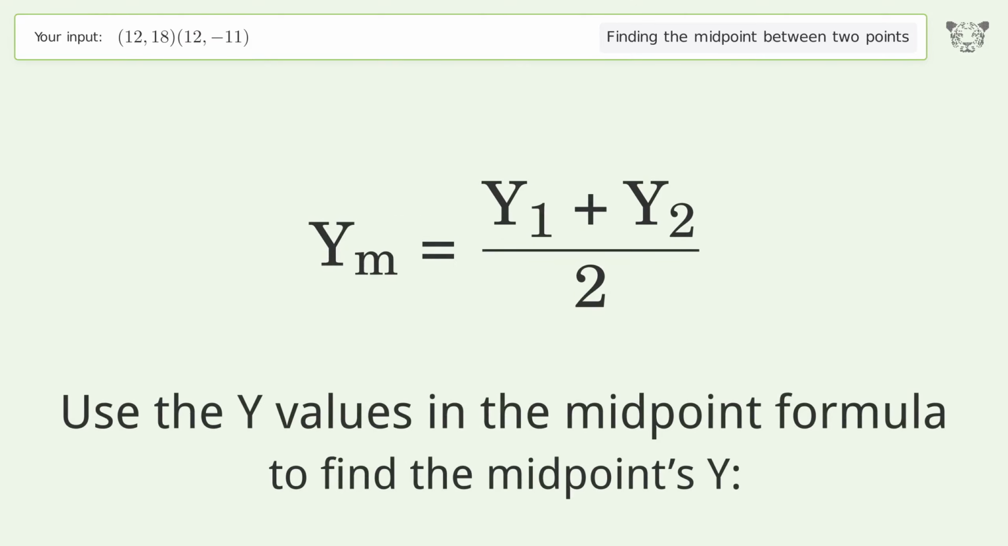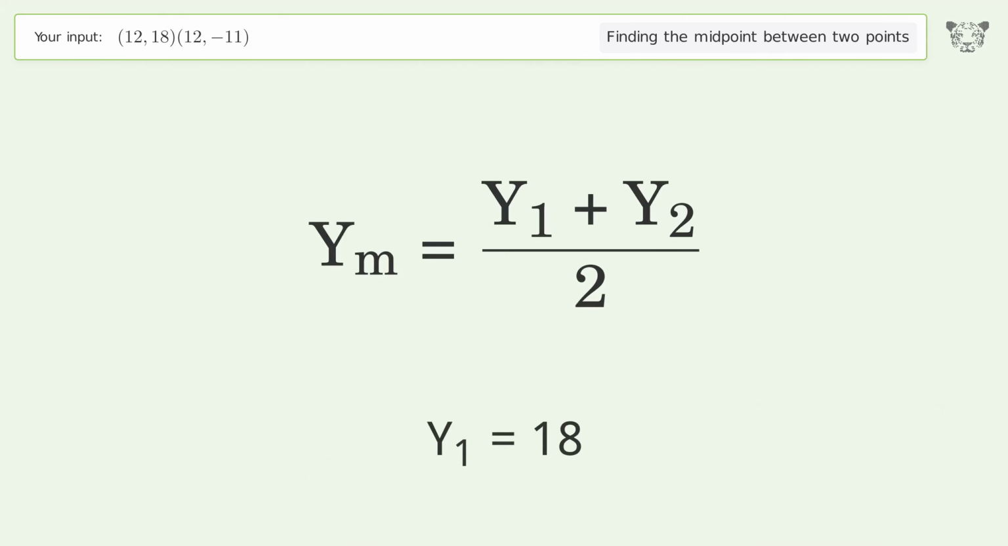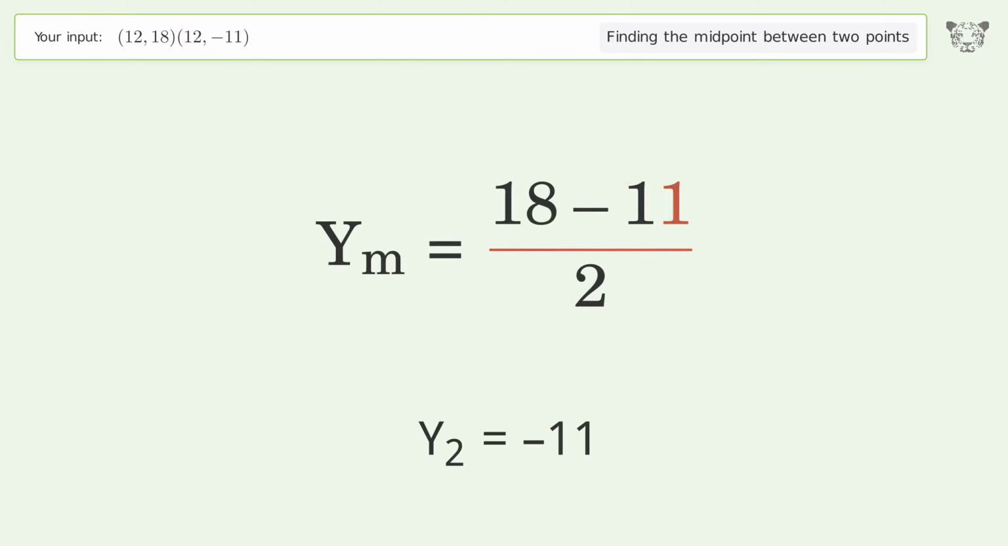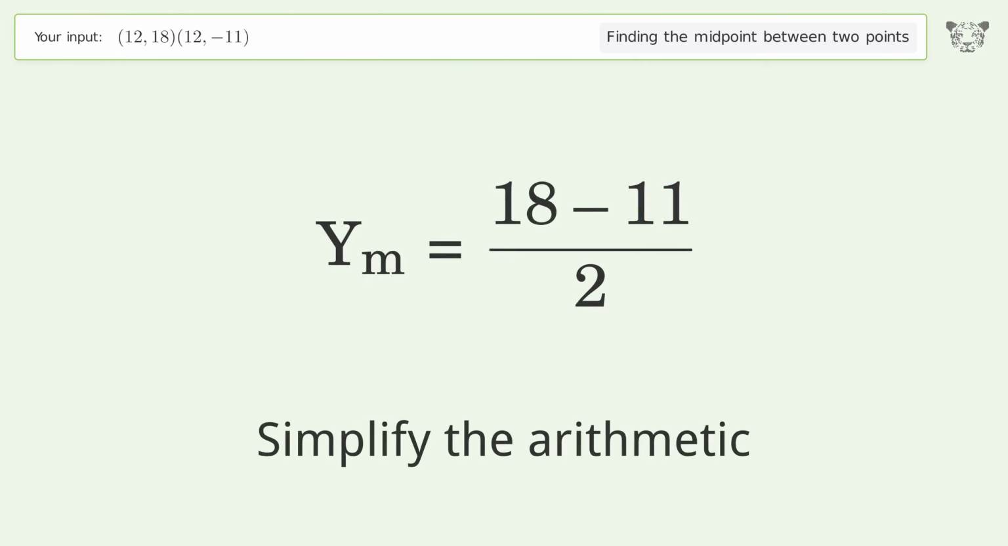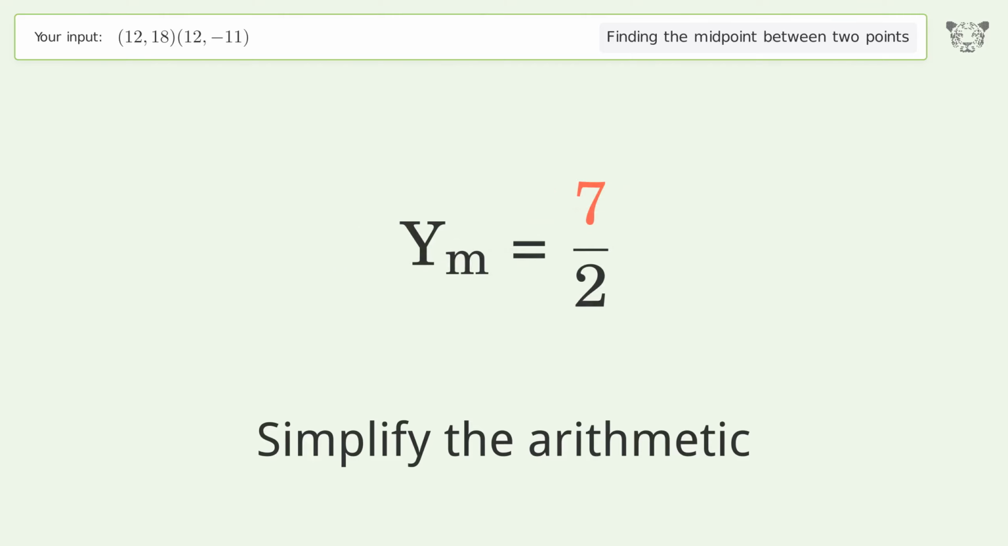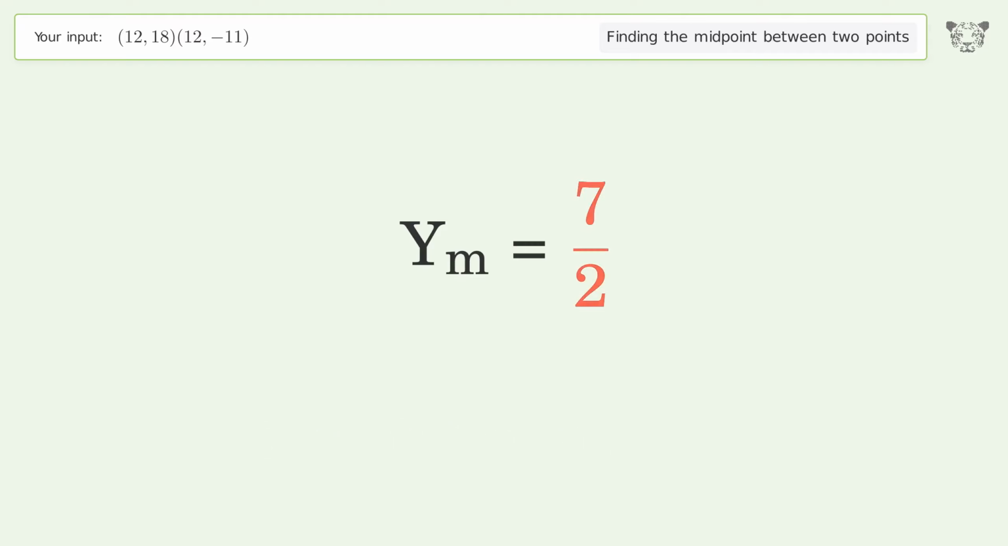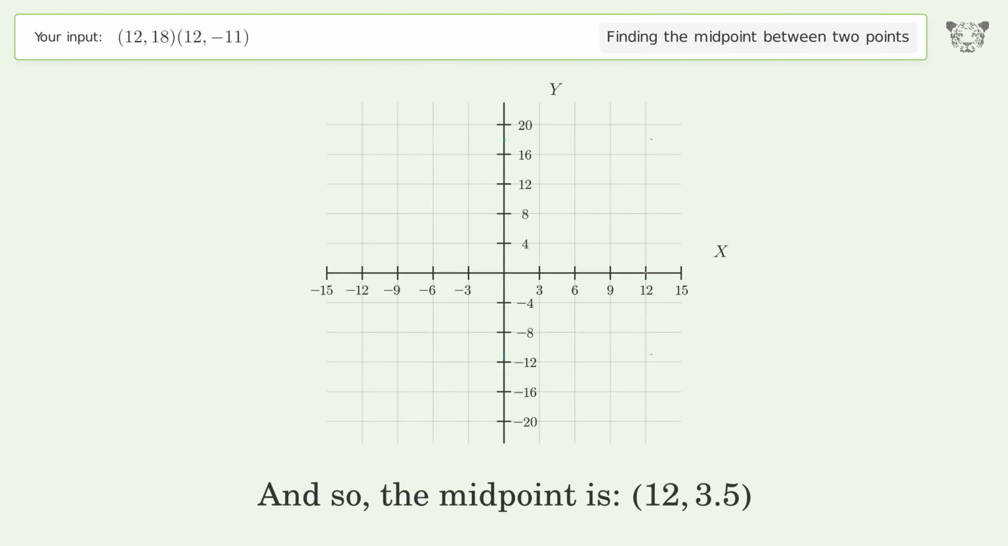Use the y values in the midpoint formula to find the midpoint's y. y1 equals 18. y2 equals -11. Simplify the arithmetic. And so, the midpoint is 12, 3.5.